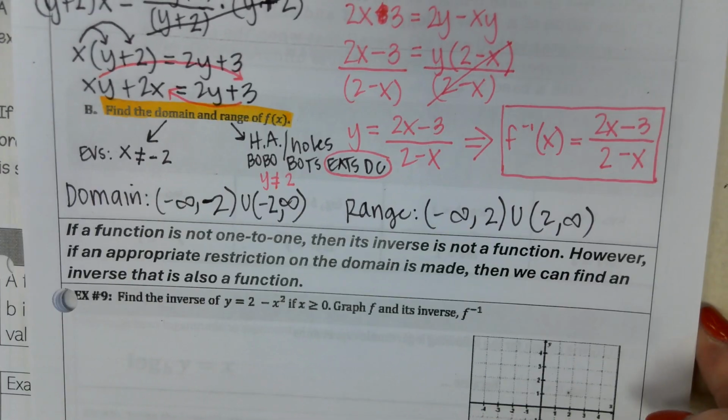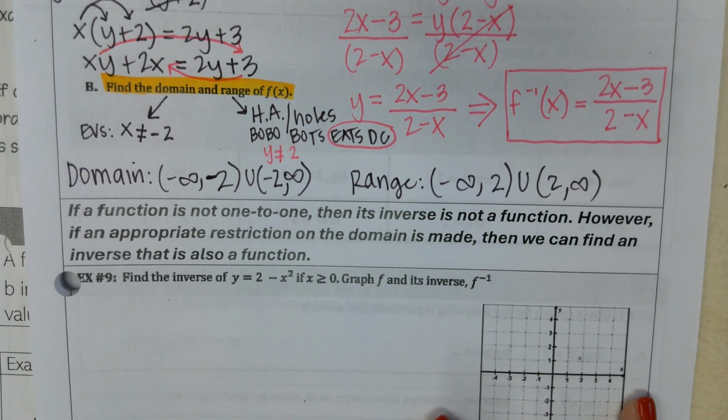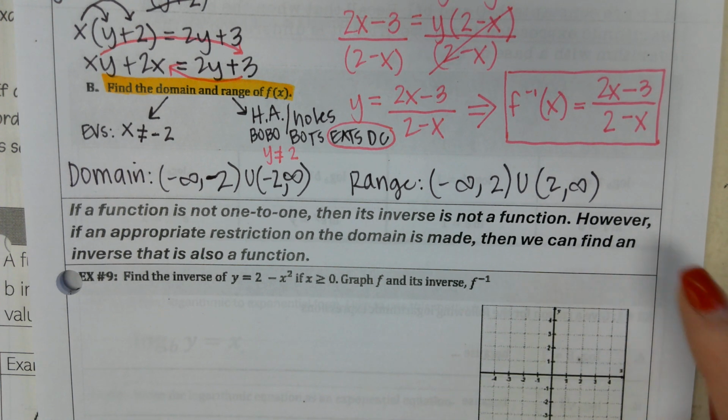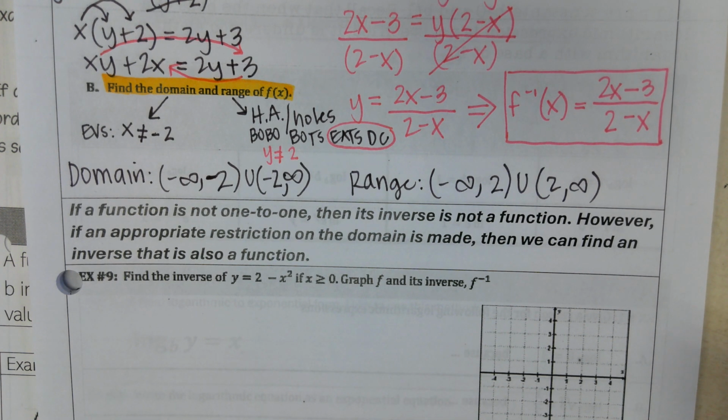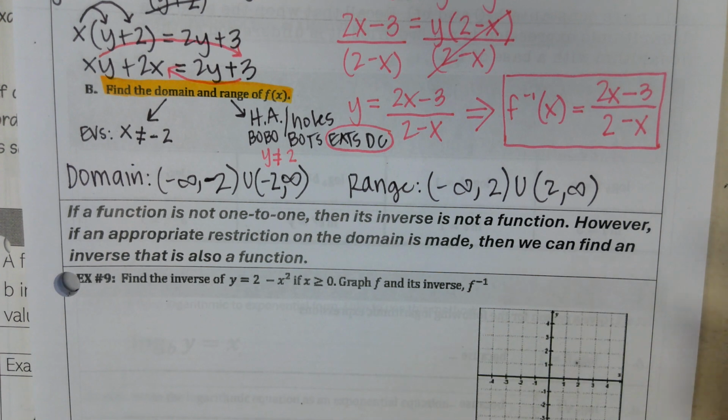All right. If a function is not one-to-one, then its inverse is not a function. However, if an appropriate restriction on the domain is made, then we can find an inverse that is also a function. So do y'all remember yesterday we had graphed something? We had the square root function on our graph, but then we graphed its inverse and it was the whole parabola. I had to cut off half of that parabola. That's what I'm saying we can do here, okay?